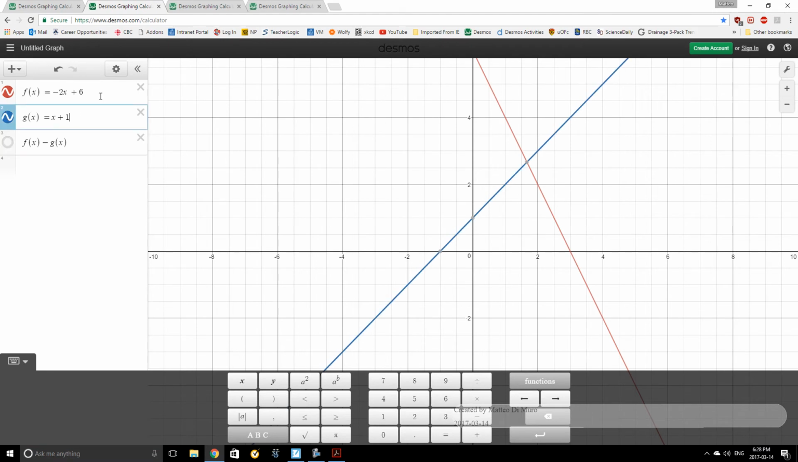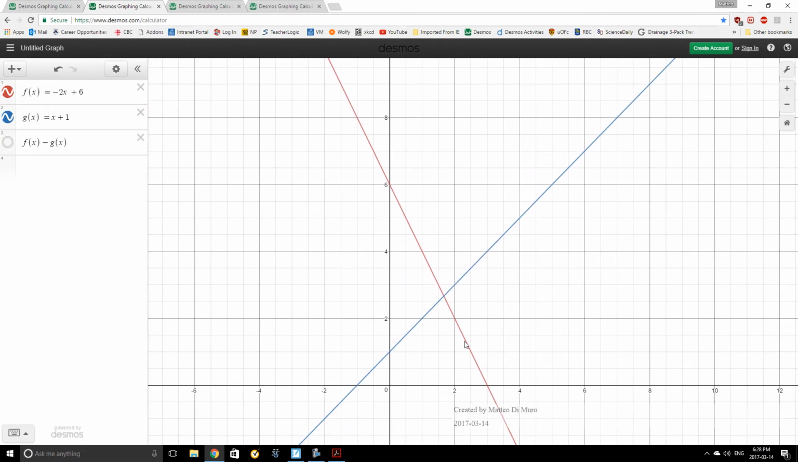Okay, and my prediction would be that when we subtract them, the y values for each function will subtract, and we'll get a new function. So there's the green line. The green line represents f minus g of x.